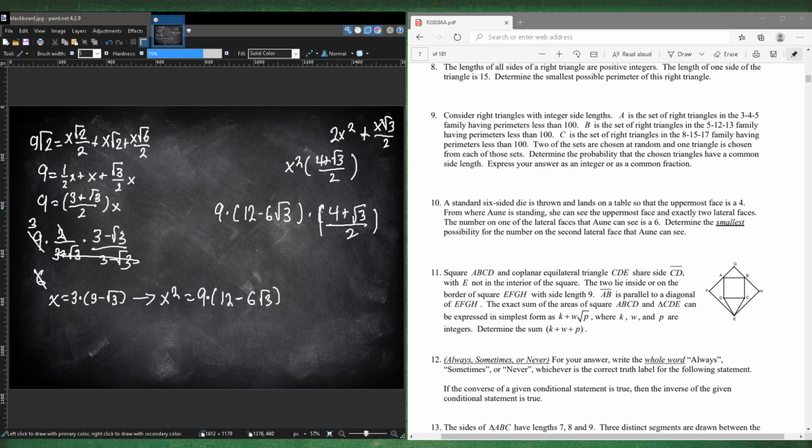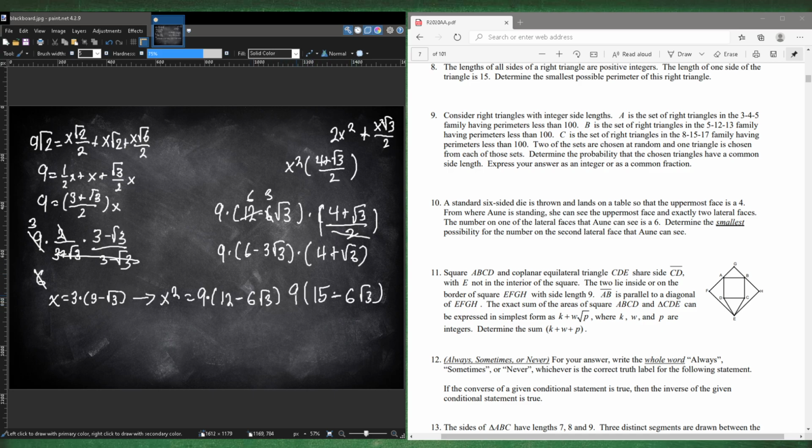So let's first just cancel out the even numbers so it makes this easier. So this makes a 6 and this makes a 3. So this is 9 times 6 minus 3 square root 3, times 4 plus square root 3. So 6 times 4 is 24. Negative 3 square root 3 times square root 3 is negative 9. So 24 minus 9 is 15. And then 6 times square root 3, that's 6 square root 3. Negative 3 square root 3 times 4 is negative 12 square root 3. So 6 minus 12 is equal to minus 6 square root 3. And then we still have that 9.